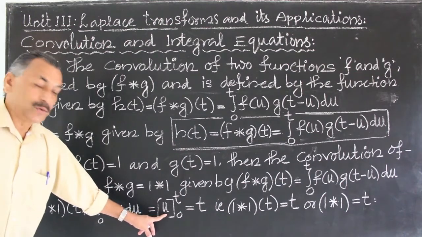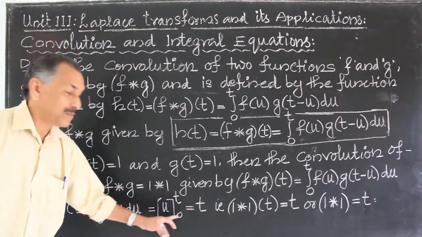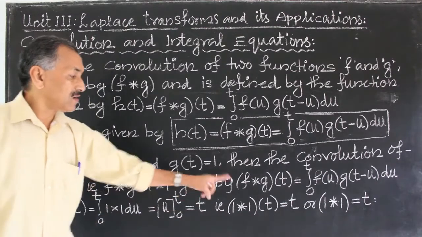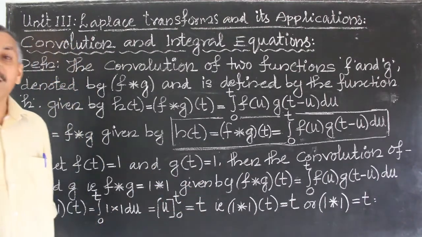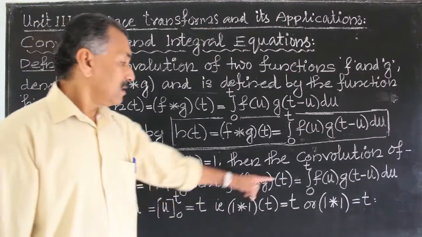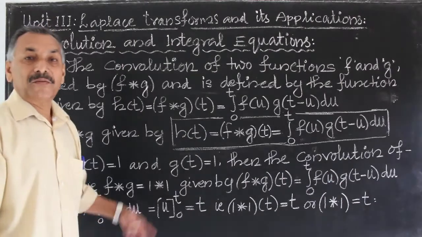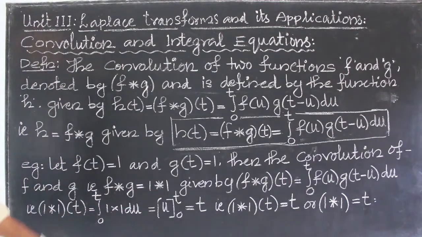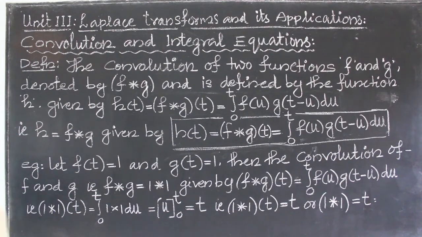The integral of du is u between the limits 0 to t. Applying the upper limit t and the lower limit 0, 1 star 1 of t is equal to t. So for f of t equal to 1 and g of t equal to 1, f star g of t, that is 1 star 1 of t, is equal to t. Or 1 star 1 is equal to t.